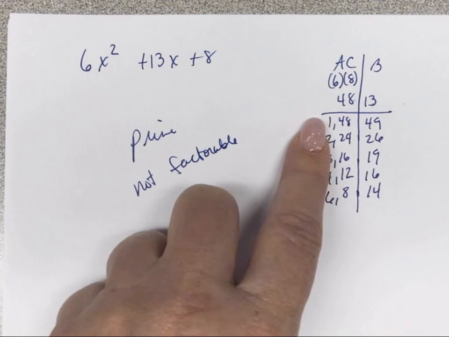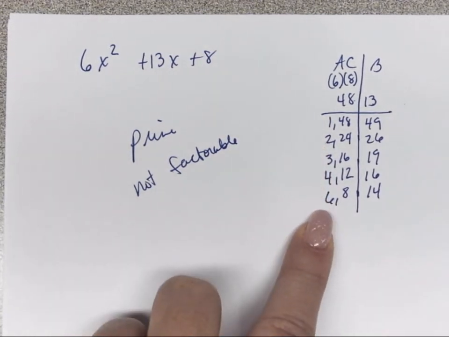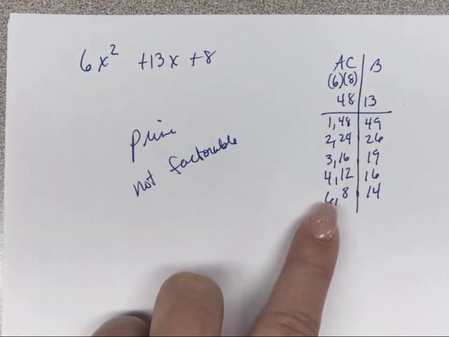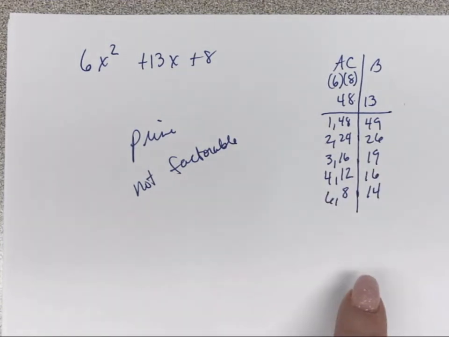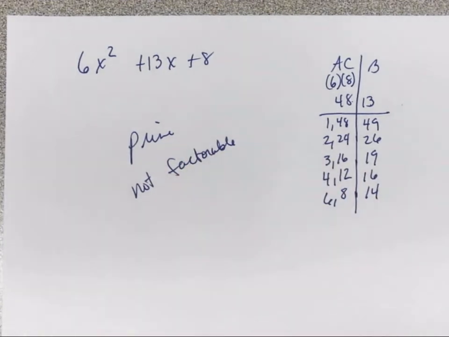So this is why I like to go in numerical order, so I don't wonder whether I missed one. If I go in an order, then I know whether or not I missed any numbers. So this one's not factorable, and that will happen sometimes. All right.